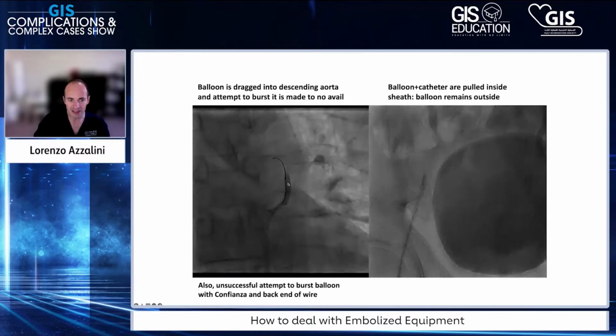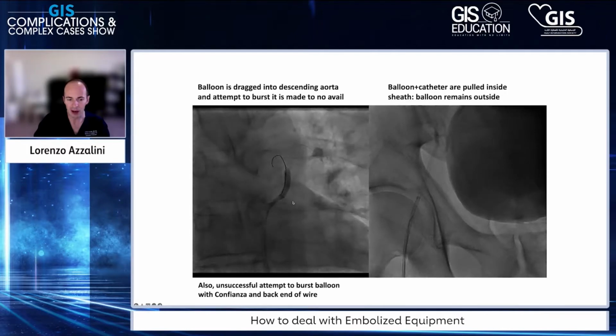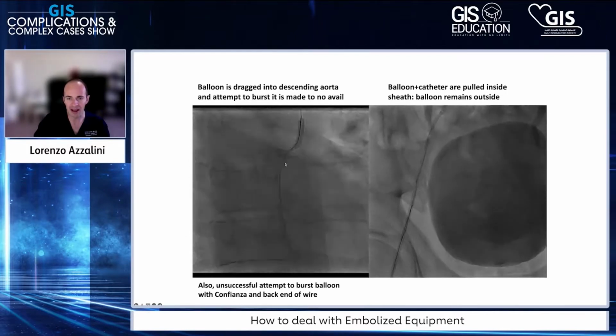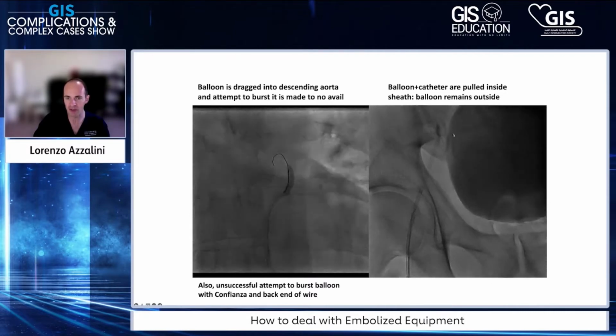We try to burst it, it does not work, a very resistant NC balloon. Then we try to puncture it with the back end of a guide wire, and even with a Confianza, and it does not work. Then we try to pull everything out as a unit, but the balloon remains trapped at the sheath side.